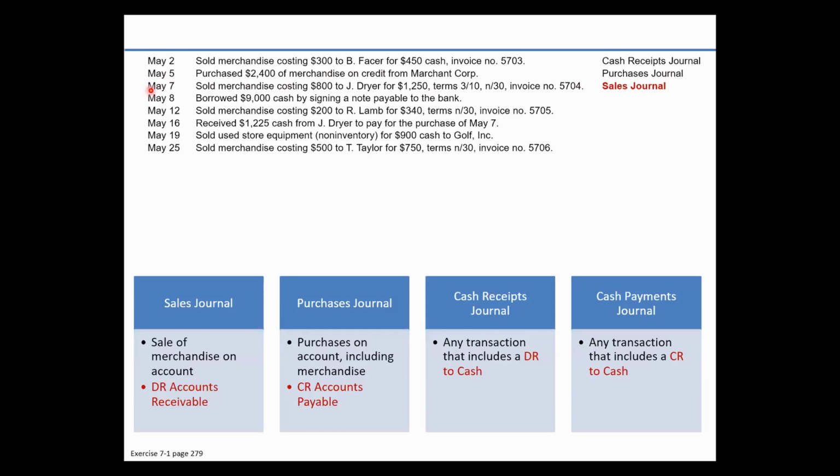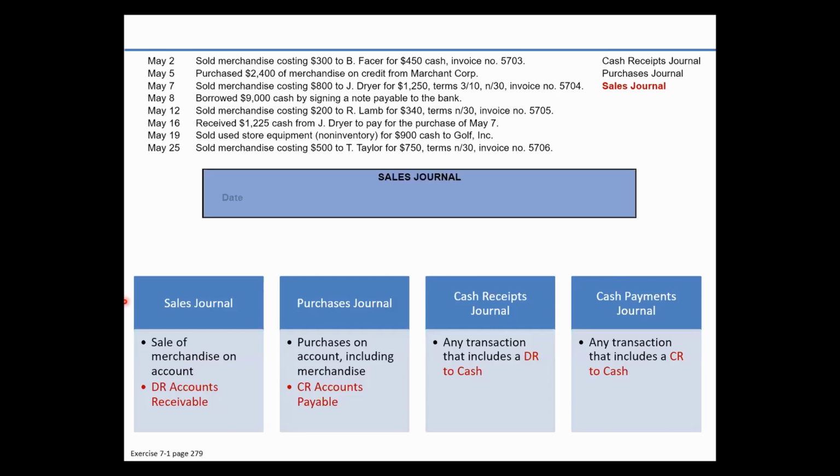Is on May the 7th, sold merchandise costing $800 to J Dryer for $1,250, terms 3/10, net 30. So that is a sales journal. And so the reason is that we've sold merchandise, but we've not received a cash payment yet. So they're getting a 3% discount if it's paid within 10 days. Otherwise, they have 30 days to pay. So we record that in our sales journal. So now that we've come to that, we'll go ahead and journalize that.